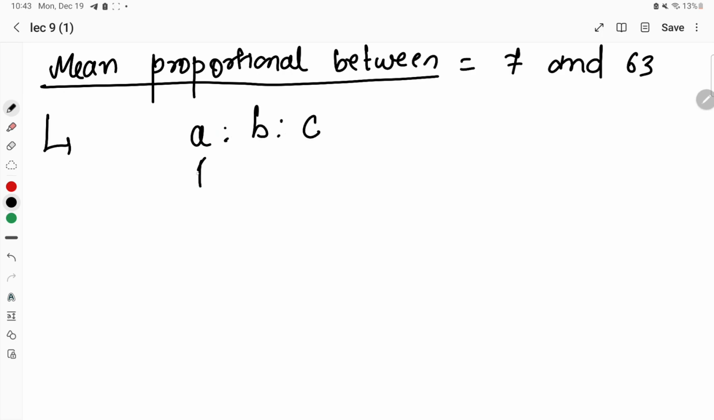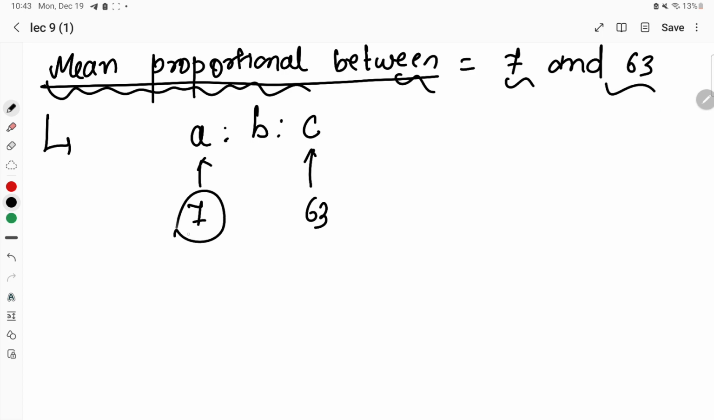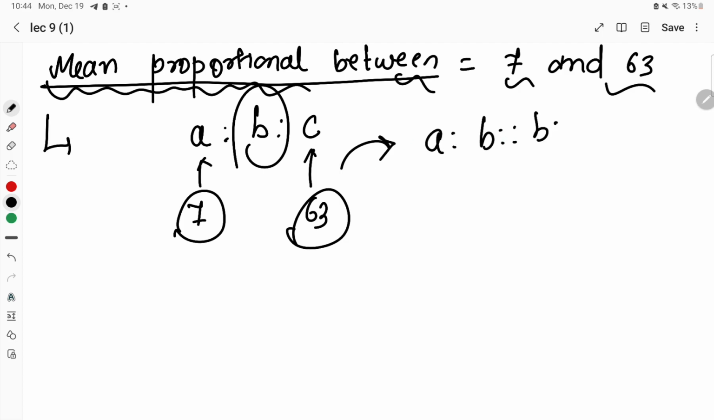Two extreme values, 7 and 63, are given, and we are asked to find the mean proportional between 7 and 63. That is B. Take A is to B, B is to C. I can write this ratio as A upon B is equal to B upon C, as I have mentioned in the previous slides.